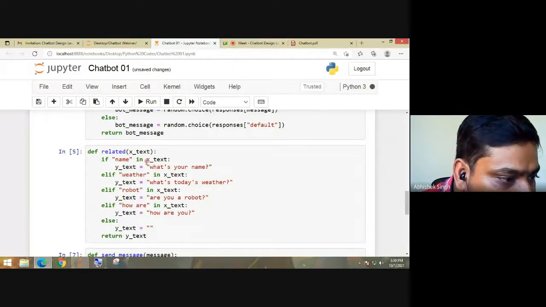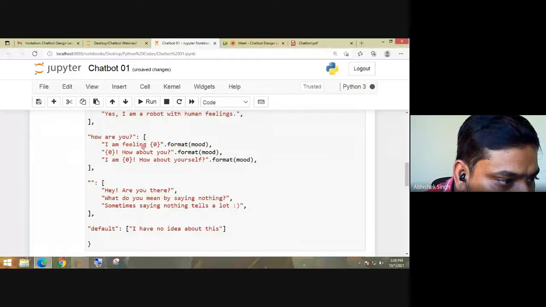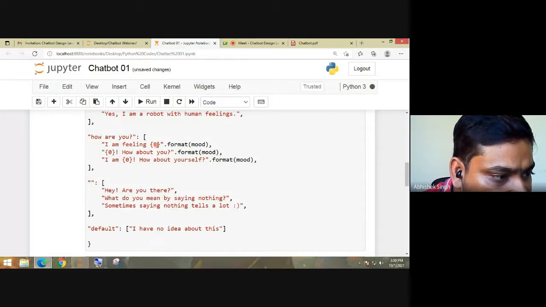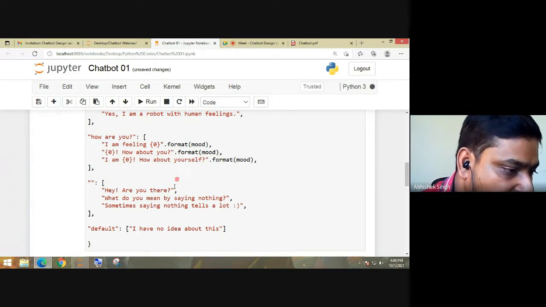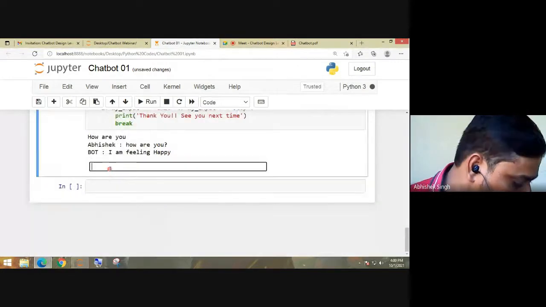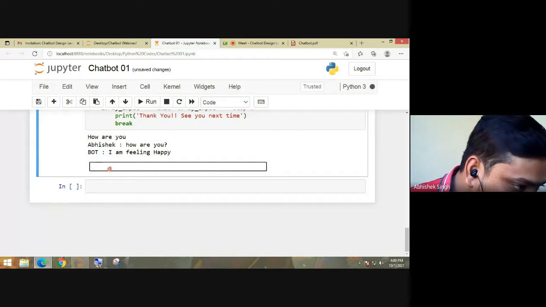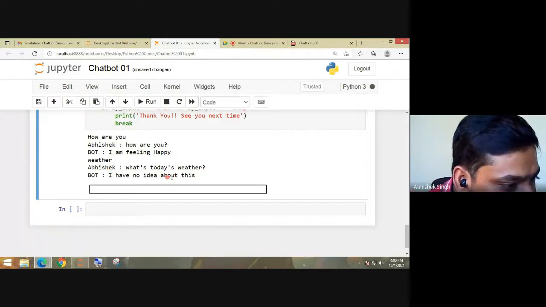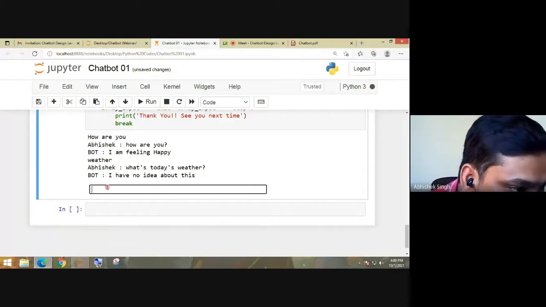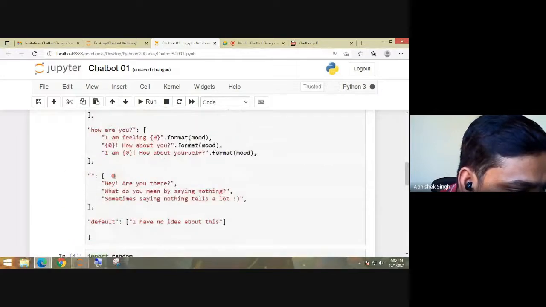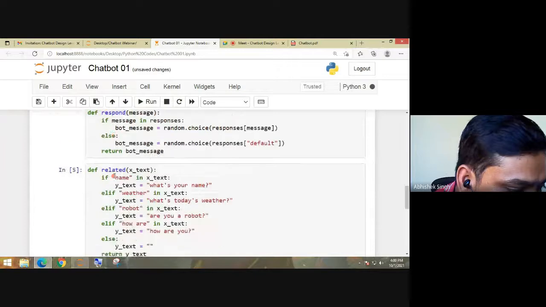If you see here, there is more than one response. So it is telling, I am happy, feeling happy. It could have taken this response also, it could have taken this response also. Okay, let's try some more, like related text, like I'm writing weather. So what's today's weather? I have no idea about this. Let's write the exact question. Are you a robot?